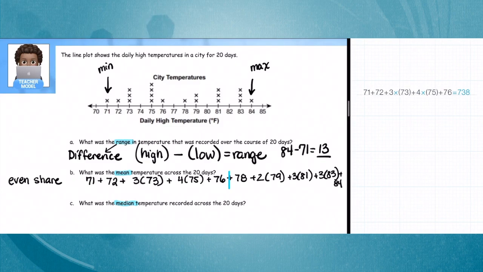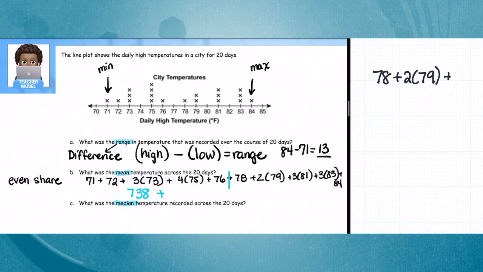Okay, so my first set of numbers is 738. Let's do the second set. Okay, plus 3 times 83 and plus 84. And my second set of numbers, makes sense, they're higher numbers, is 812.